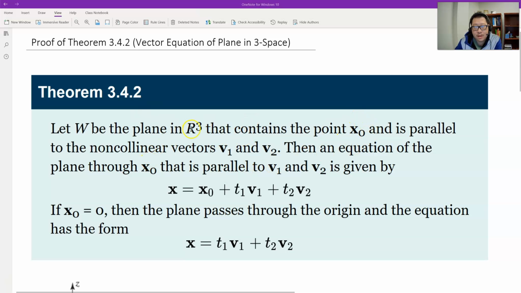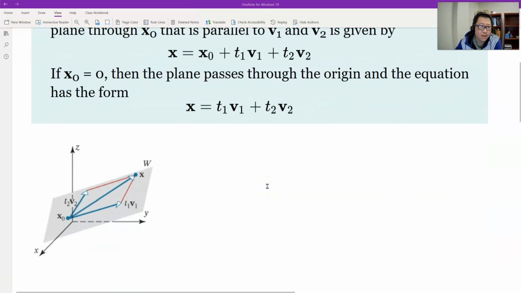Suppose in 3-space, given the point x0 and two vectors not parallel to each other, then the equation of a plane D, going through x0, the given point, and also parallel to the given two vectors. Imagine, and then the equation is like this. And we do have two parameters, T1 and T2, to describe the plane. Why is the equation like this? So let's look at it.